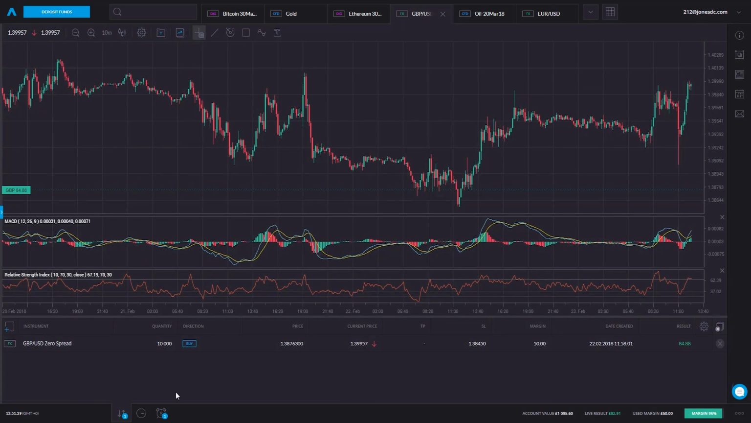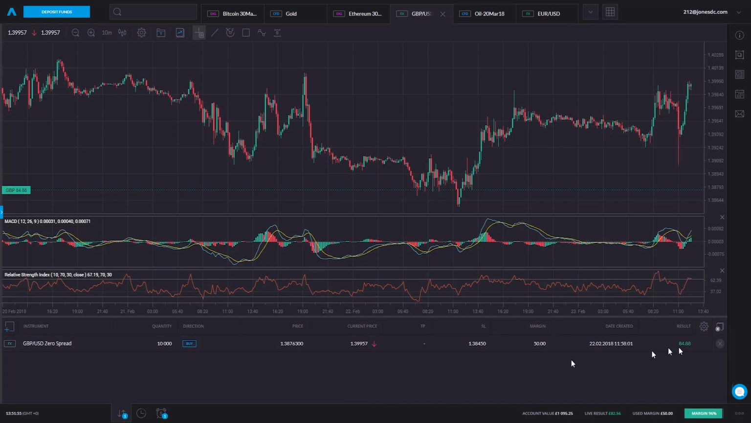Okay, so we've got a 10,000 position, pound US dollar. We're up at the moment of the screenshot 119 points. Because we're trading $10,000, every point is worth $1. So that's $119 profit on the trade, which translates for my account, because it's in pound sterling, back to £84.88.